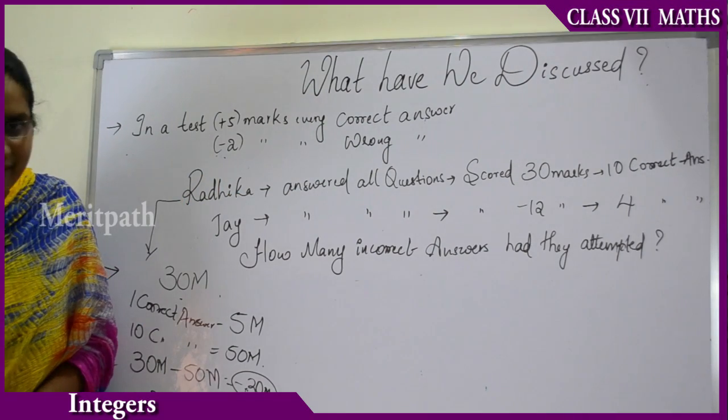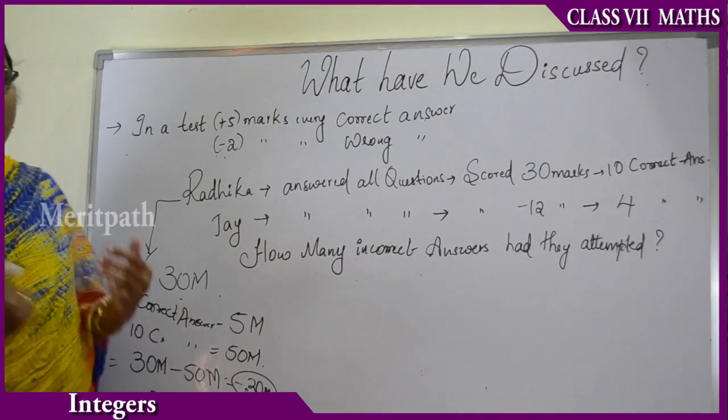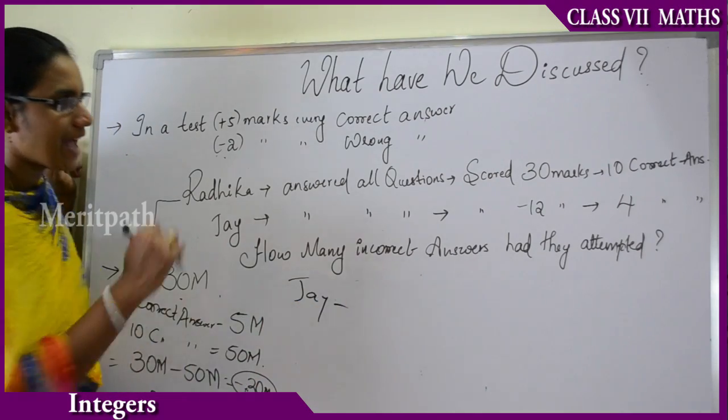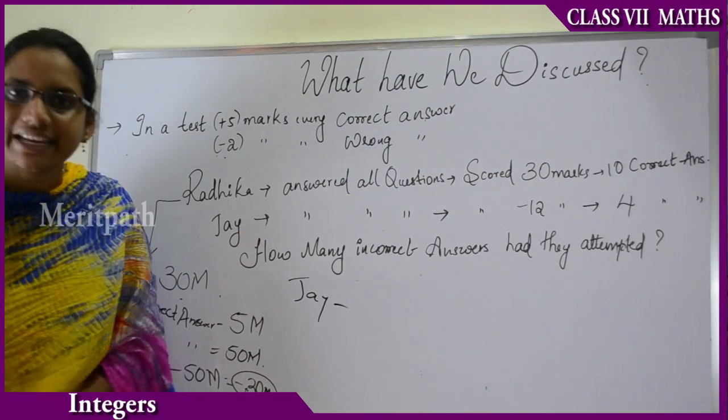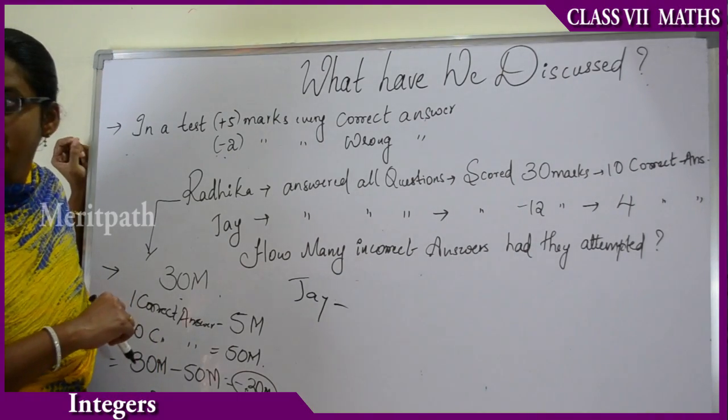Now it is clear, right? Now let us take Jai. How many wrong questions has he attempted? Jai has attempted 4 correct answers. That means for each correct answer it is 5 marks.